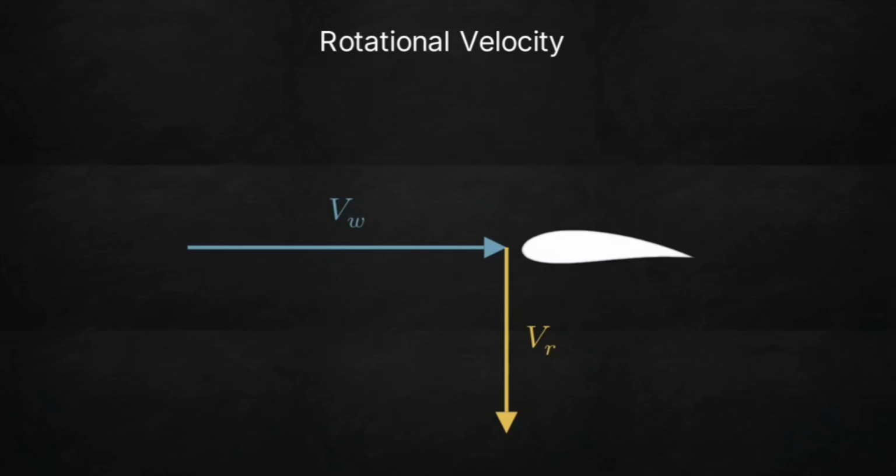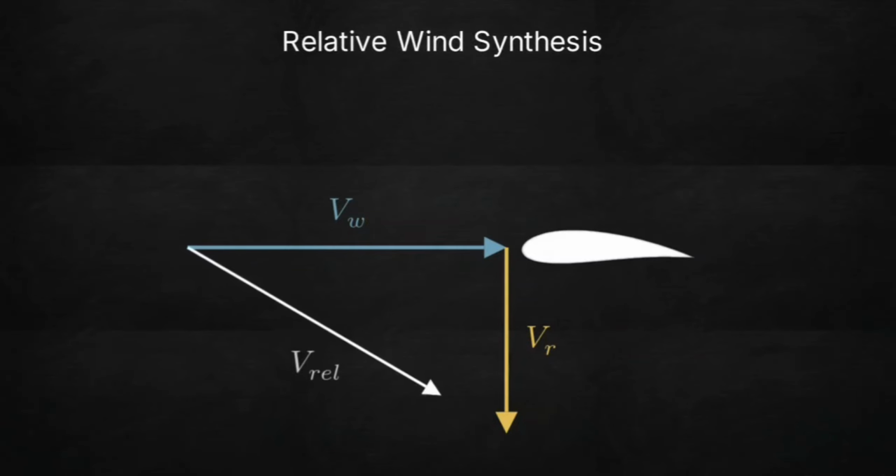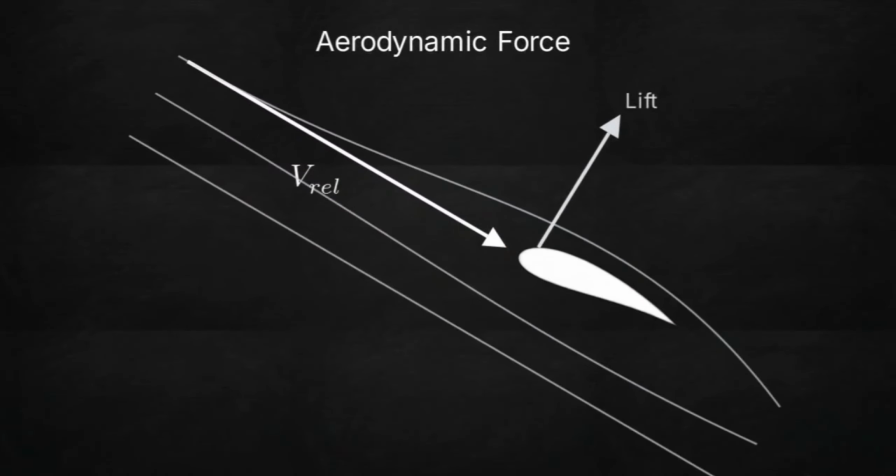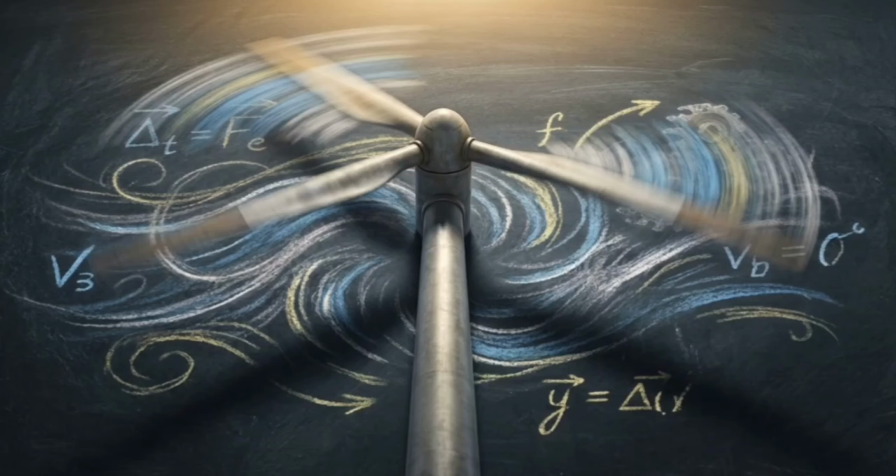But as the blade moves, we must account for the rotational velocity vector, VR, generated by its circular movement. These forces synthesize to create the relative wind velocity, or VREL. The diagonal aerodynamic force the blade experiences is a fusion of the true wind and its own rotation. The blade's rotation speed introduces a major mechanical complication.